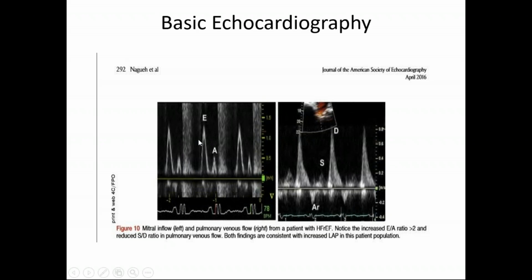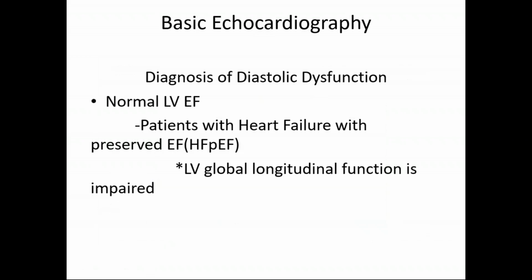If this is your mitral inflow, you get a big E and a small A. So this could be normal or it could be pseudo-normal. But if you look at your pulmonary vein flow, and you have a very small systolic component relative to the diastolic component, this is probably abnormal. So this is probably a pseudo-normal. So you can use the pulmonary vein flow to confirm your suspicion.